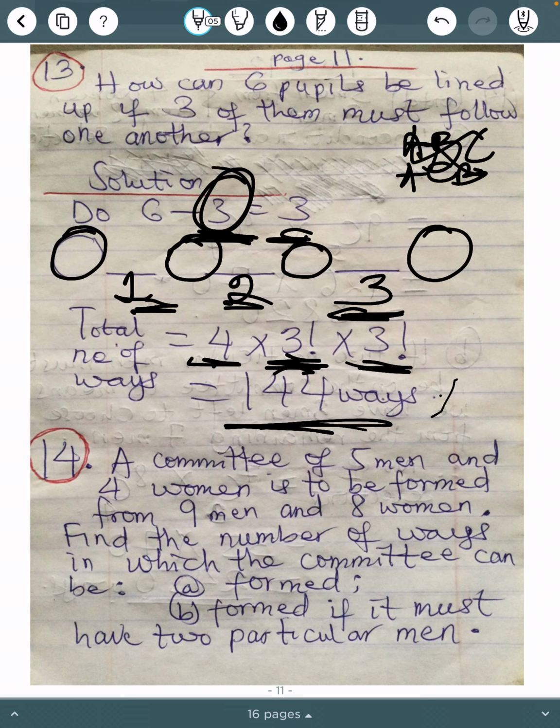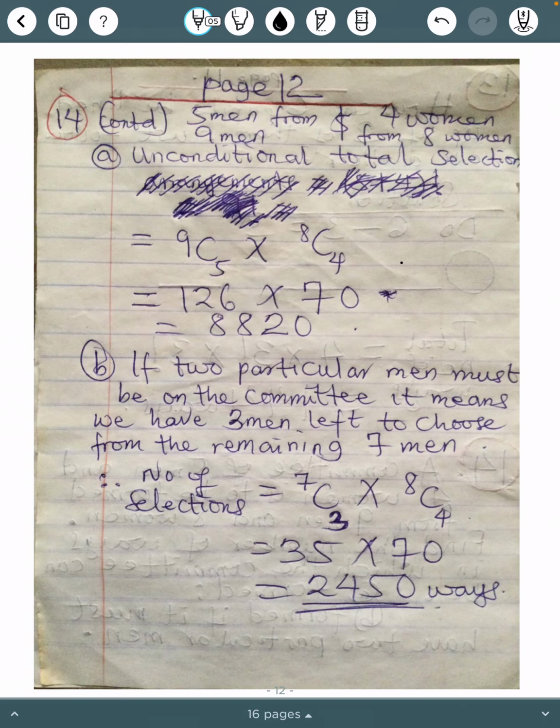Number 14 says, a committee of 5 men and 4 women is to be formed from 9 men and 8 women. Find the number of ways in which the committee can be formed, unconditionally. And the number of ways the committee can be formed if it must have 2 particular men. Now, if the committee is to be formed unconditionally, no condition, you just choose 5 men from 9 here, and you choose 4 women from 8 women here.